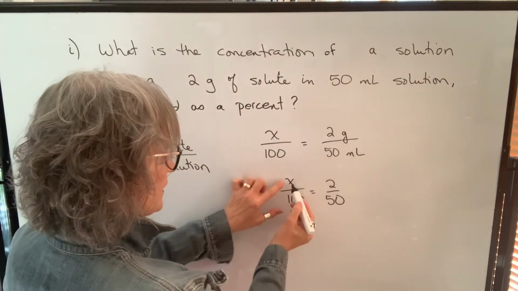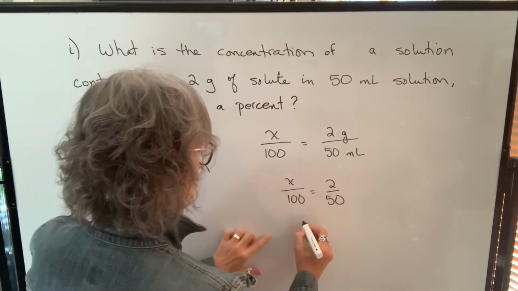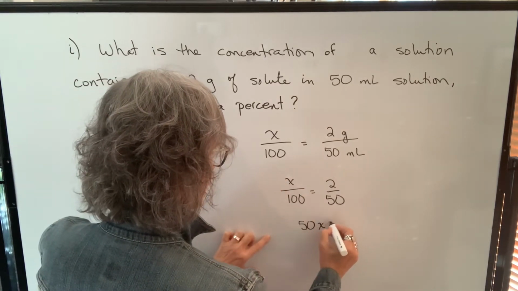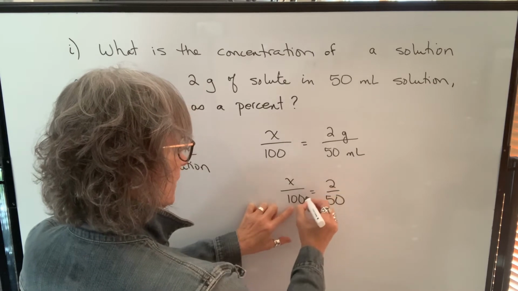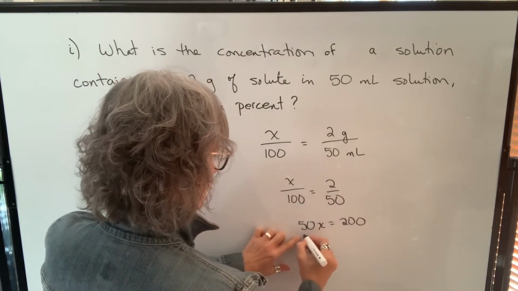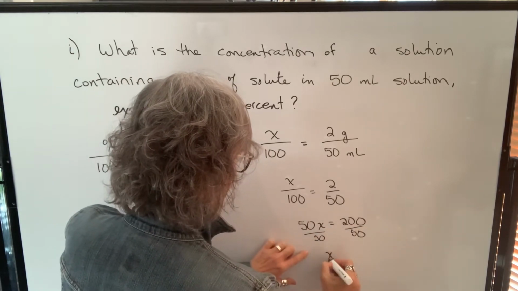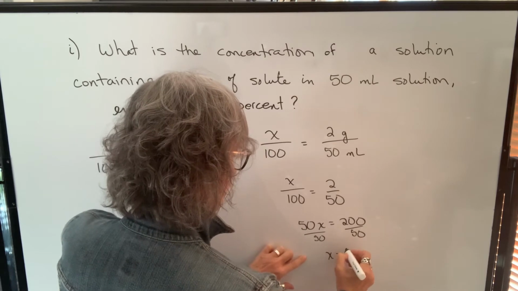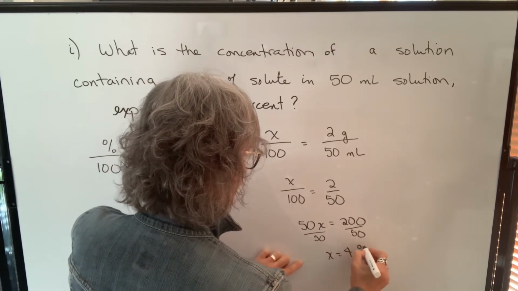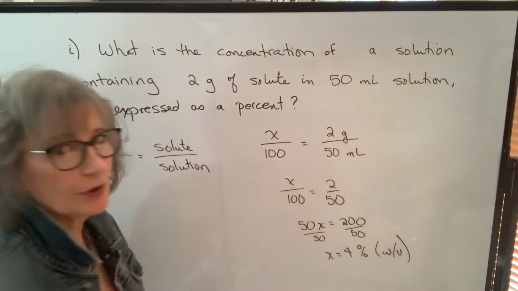So to solve this, we're going to cross multiply diagonal x times 50, which is 50x, will equal the product of this diagonal. 100 times 2 is 200. To isolate x, we divide both sides by 50. So we'll just get x equals 200 divided by 50 is 4. It's a percent, and we already discussed it's weight per volume.